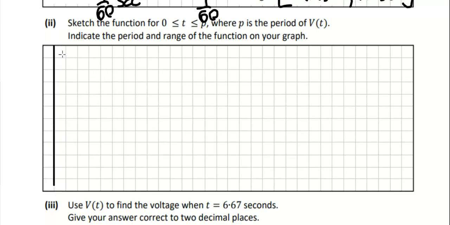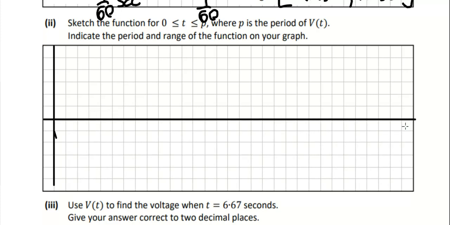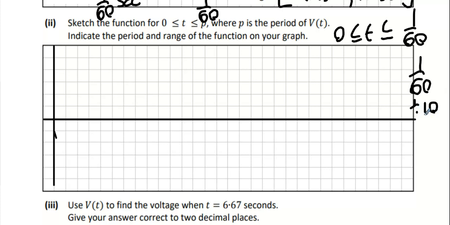So how many blocks do I have? 1, 2, 3, 4, 5, 6, 7, 8, 9, 10, 11, 12. Okay. So we're going to go 6 above and 6 below. Now, it's 1/60th of a second, and I'm going to have to spread this out. So we're going to go from t equals 0 all the way up to 1/60th of a second. Now I have to break that up into maybe 10 bits.